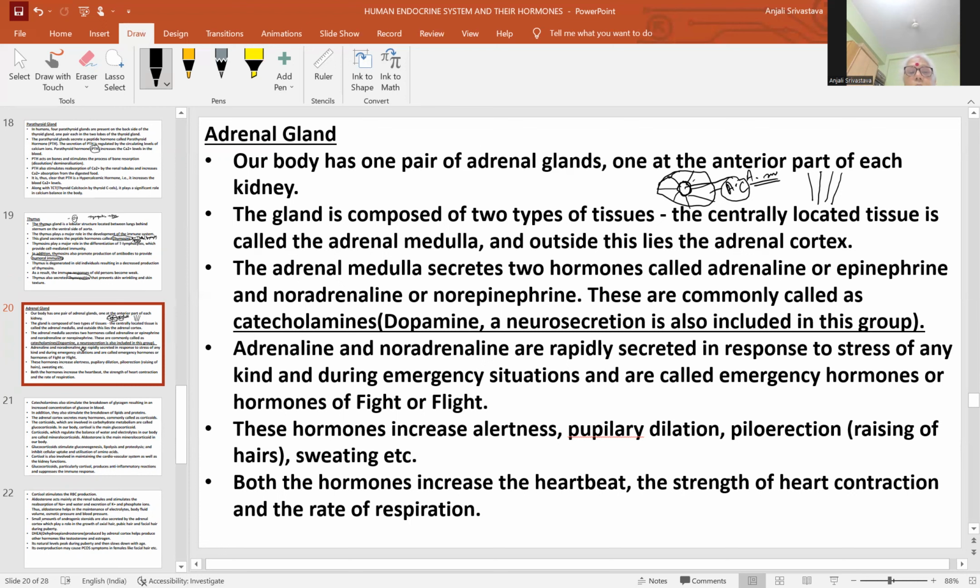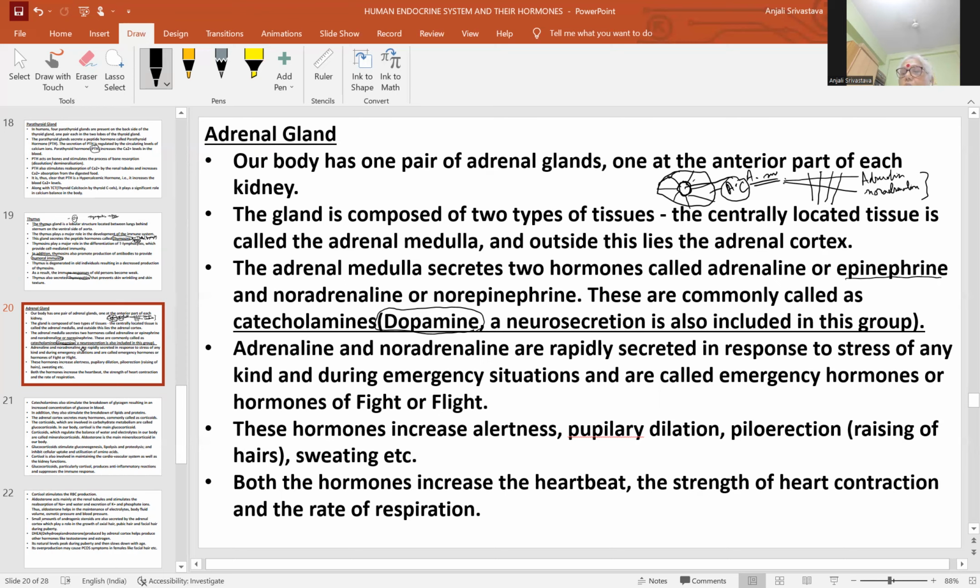Now, the adrenal medulla, as I have mentioned, secretes two types of hormones, that is adrenaline and noradrenaline. These two hormones together form a group of hormones called catecholamines. Catecholamines is a group of hormones that are neurosecretions. Dopamine, as I already told you, is another secretion from the thalamus. These three together come in a group of chemicals called catecholamines, which includes adrenaline, noradrenaline and dopamine.